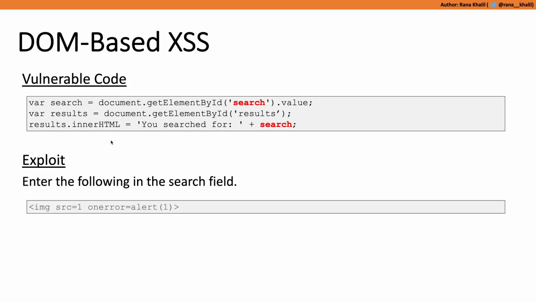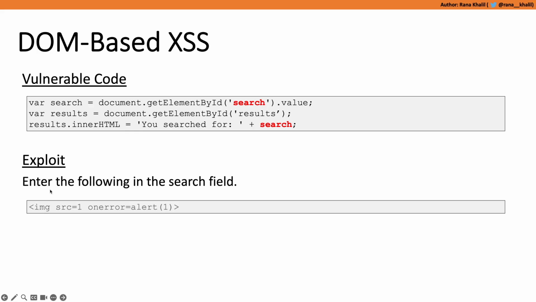The exploit would involve adding an image tag that, when there's an error in loading it, executes your malicious function. Now you might be thinking, why not use the script tag that we did in the previous example? And the answer is that according to the HTML5 specification, the script tag won't execute within the inner HTML property, so we had to get a little bit creative and use the image tag.